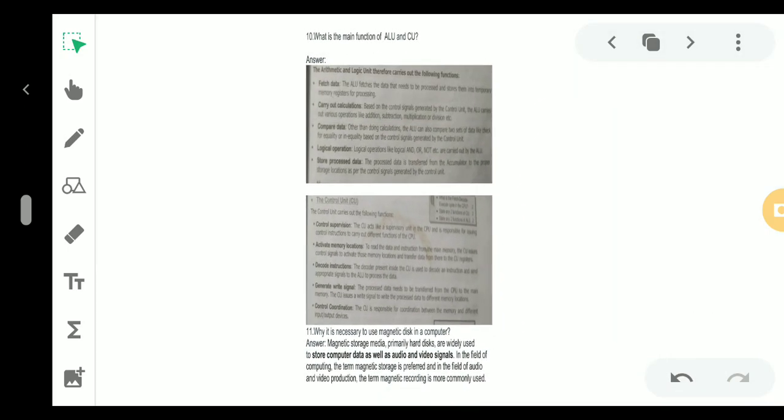Why is it necessary to use the magnetic disk? Magnetic storage media, primarily the hard disk, is widely used to store computer data as well as audio and video signals. In the field of computing, the term magnetic storage is preferred, and in the field of audio and video production it is also commonly used. That's why we require these things.